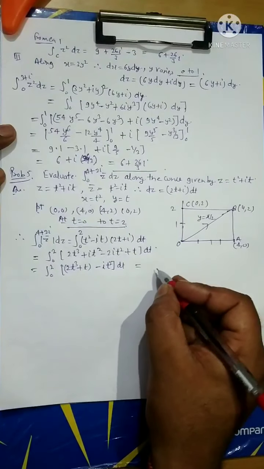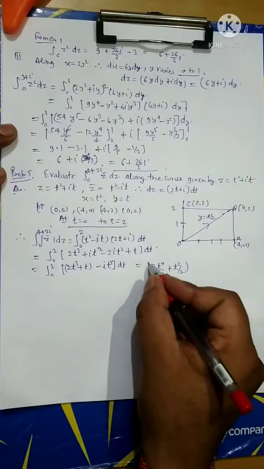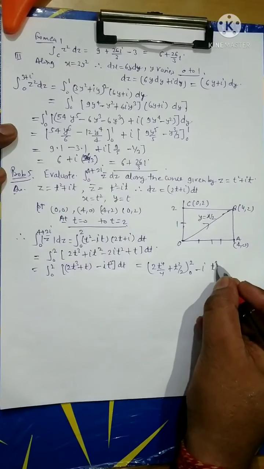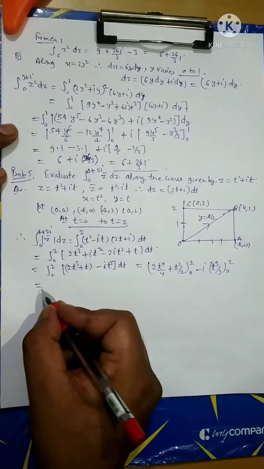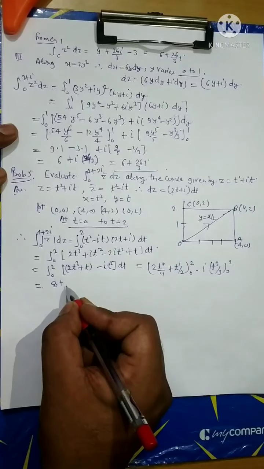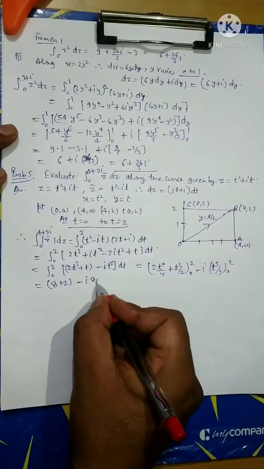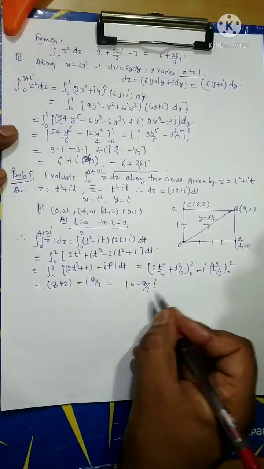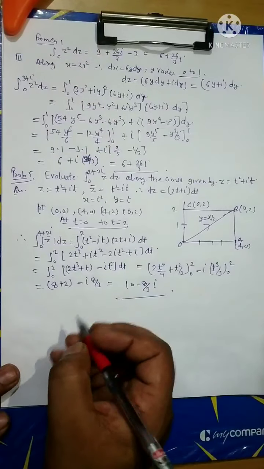This is equivalent to 2 to the power 4 upon 4 plus t square by 2, limit 0 to 2, minus it cube by 3, limit 0 to 2. This is equal to, by putting the value of the limit, 8 plus 2 minus i 8 by 3, this is equal to 10 minus 8 by 3i. This is the complete solution. Now next problem.